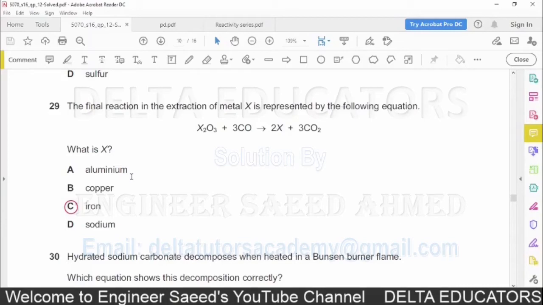For aluminum, we know we get aluminum from aluminum oxide by the process of electrolysis, whereas iron is extracted from hematite, ferric oxide, in the blast furnace, and in the blast furnace carbon monoxide reacts with ferric oxide and we get iron and carbon dioxide gas. So here our correct option is option C, iron. So here the metal X is iron.